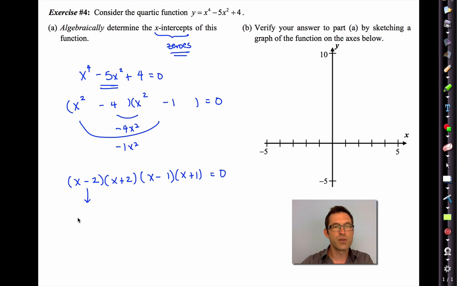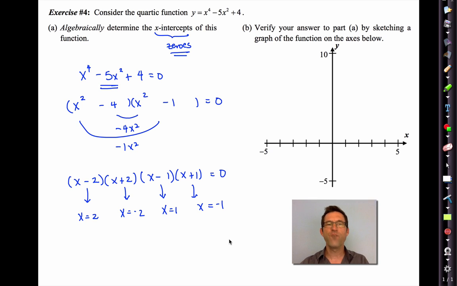And then this would give us x equals 2. This would give us x equals negative 2. This would give us x equals 1. And this would give us x equals negative 1. Wow. 4 x-intercepts: one at negative 2, one at negative 1, one at positive 1, and one at positive 2.